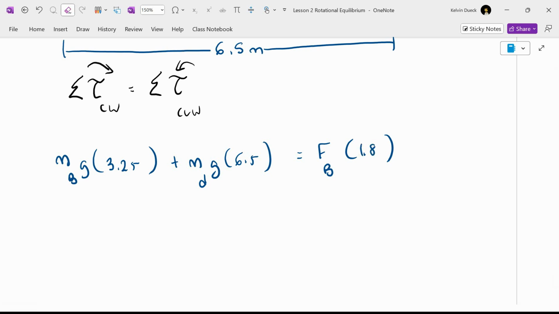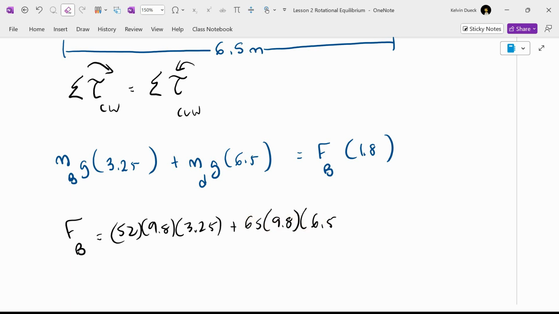I'm trying to find the force at B. Joe, how would I get the force at B by itself? Okay, so the force of B is going to be, what was the mass of the board? Anyone? 52 times 9.8 times 3.25 plus, what was the mass of the diver? 65 times 9.8 times 6.5, all divided by 1.8. How hard is the diving board pushing up at location B?